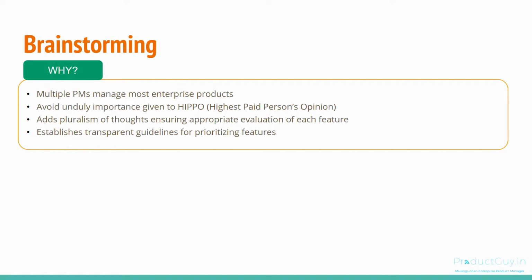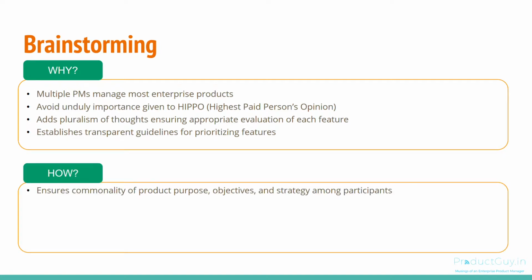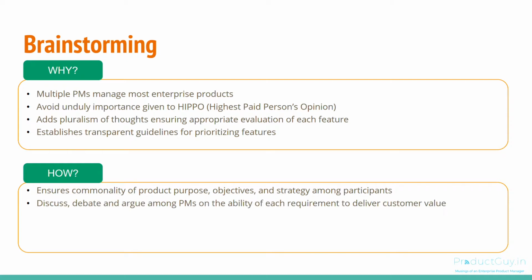However, to ensure the efficacy of the brainstorming process, we should always follow certain guidelines. First, ensure all stakeholders have a unified view of product purpose, objectives, and strategy. Second, discuss, debate, and argue among all the participants on the ability of each requirement to deliver customer value. Consensus without enough debate and argument is never good.